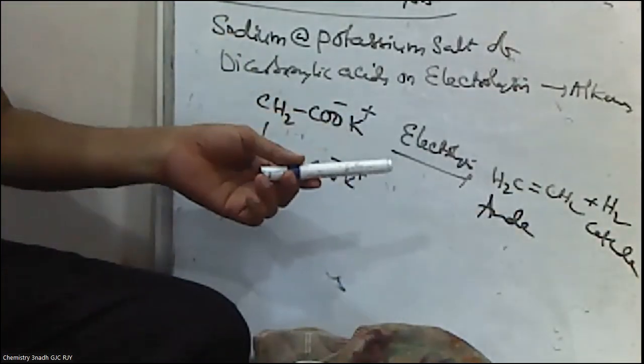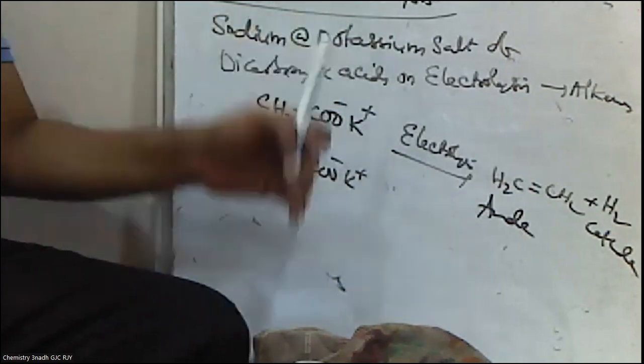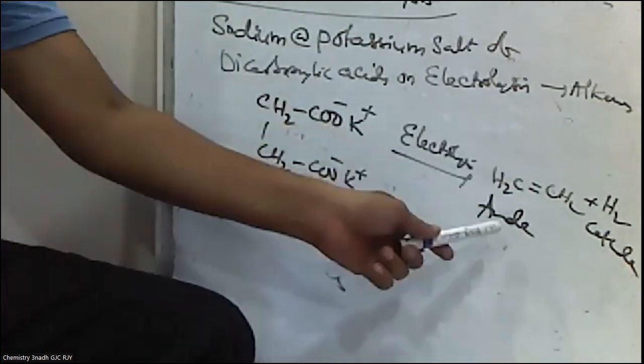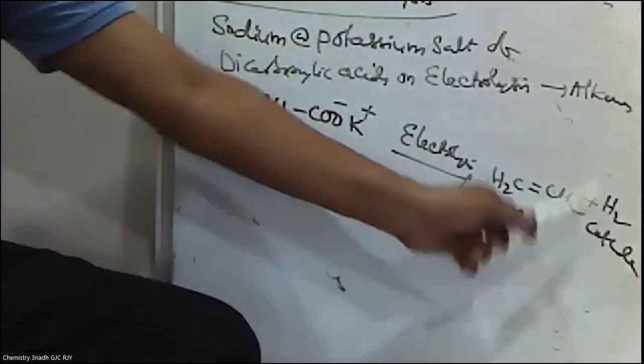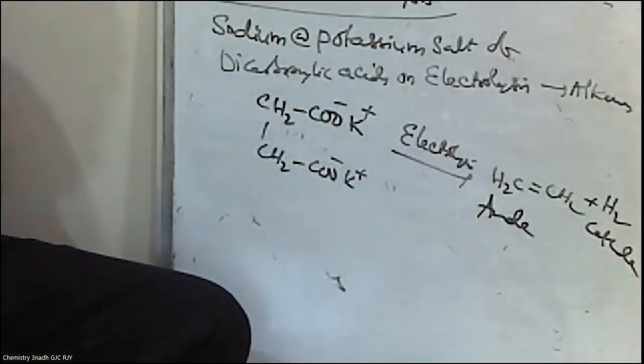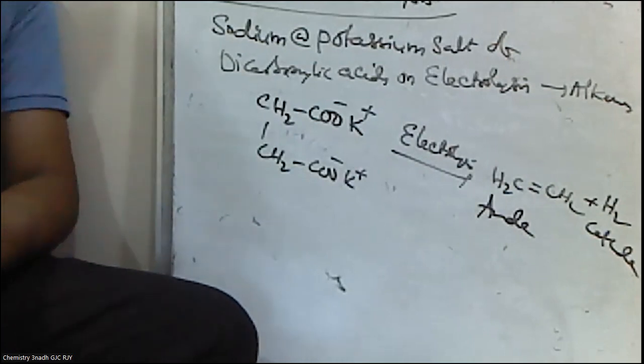From an objective examination point of view, in Kolbe's electrolysis, the alkene is formed at the anode and the product liberated at the cathode is hydrogen. So this is the fifth method.